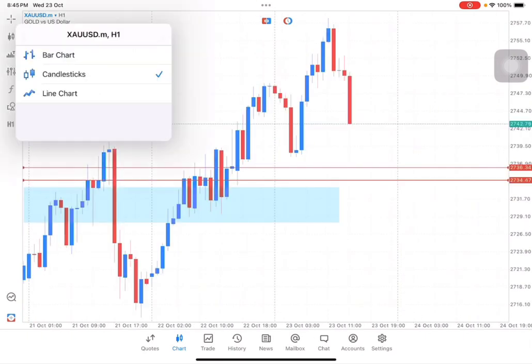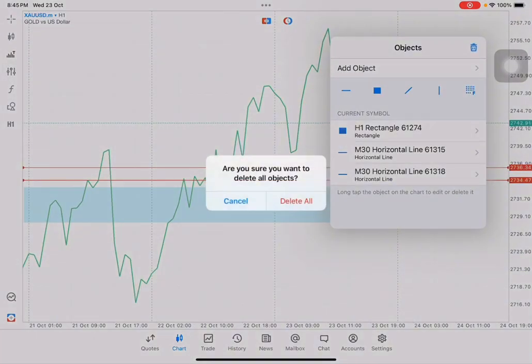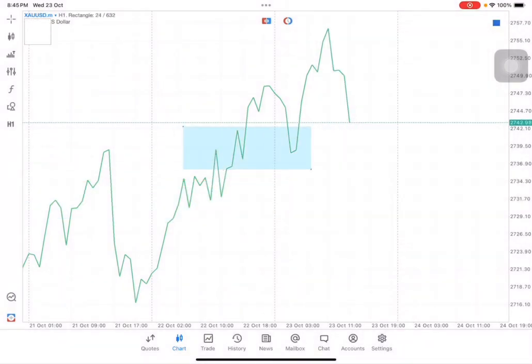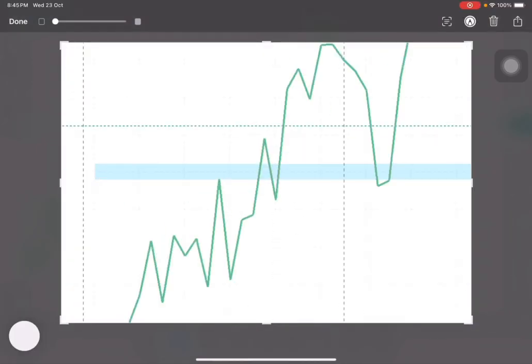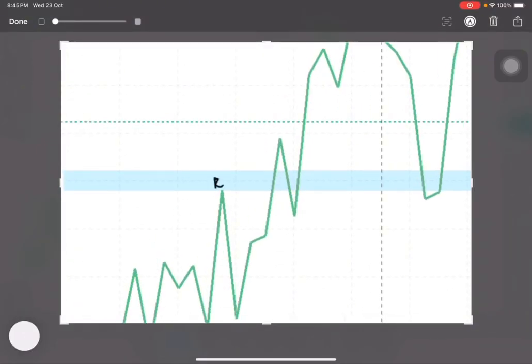So how do you get an even more accurate entry? Let's assume that you already missed that setup. Never mind, no worries. Is it fair to say that this is also a resistance which got broken out, becoming support?